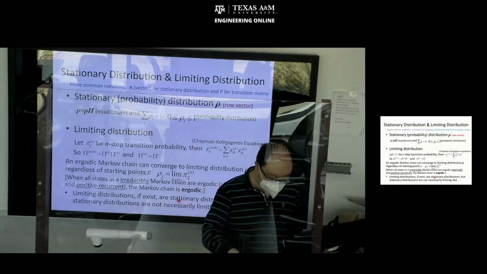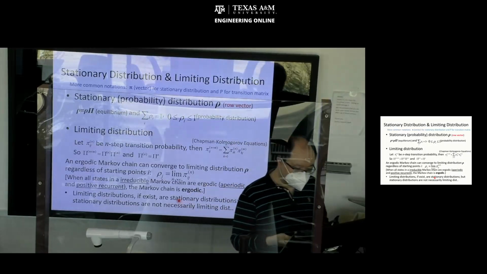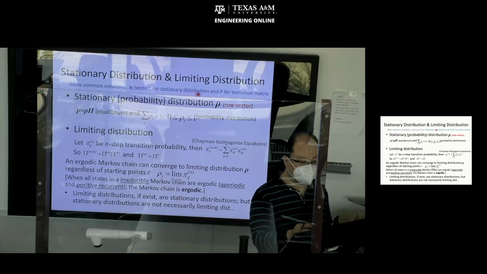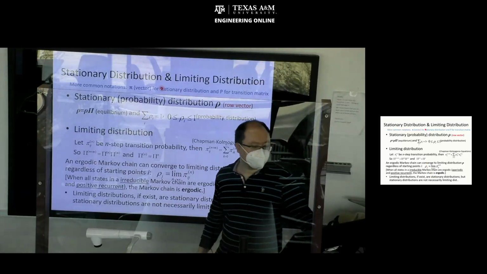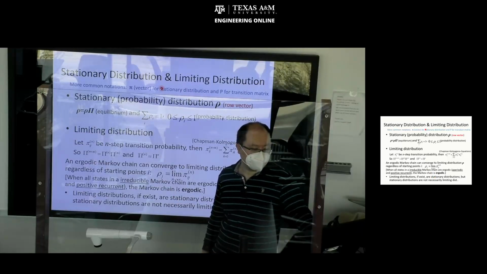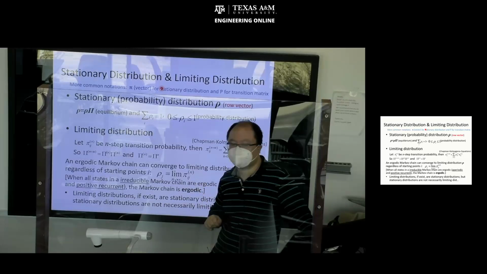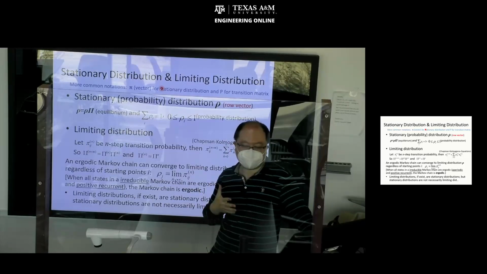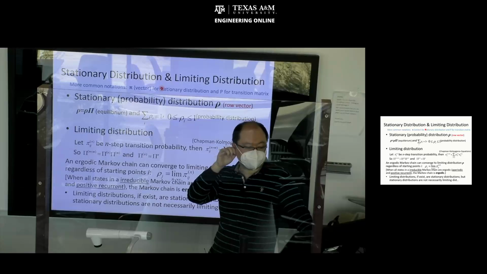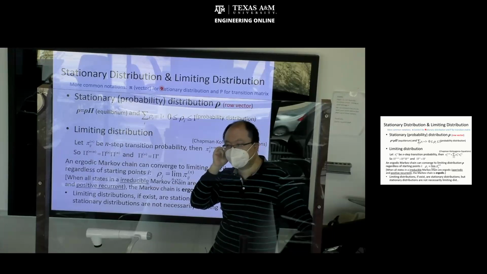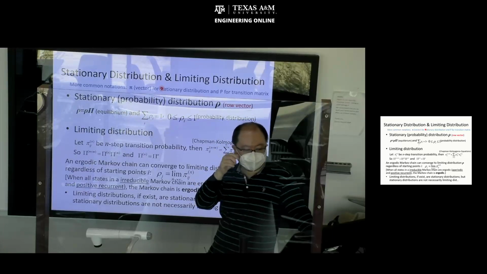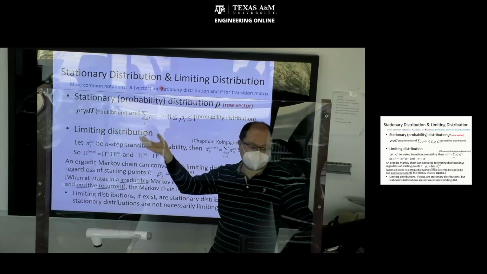Now, let's talk about two kinds of distributions. So the stationary distribution and the limiting distribution. Two kinds of distributions, okay? So I think we understand why we're talking about the distribution, because we are talking about stochastic processes, right? So the distribution is about the states, okay?